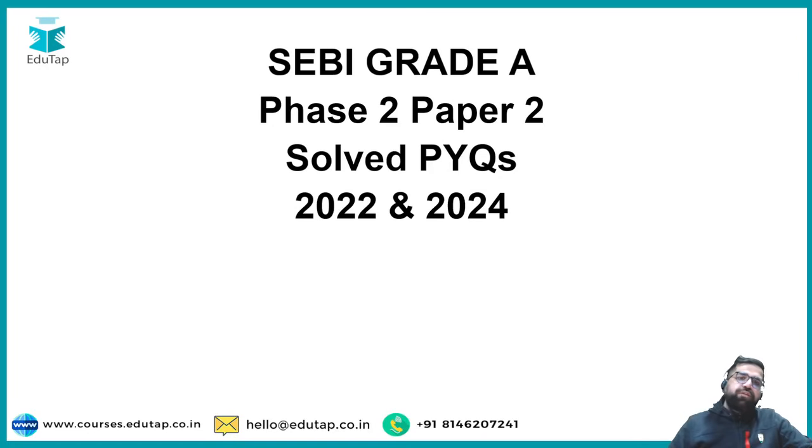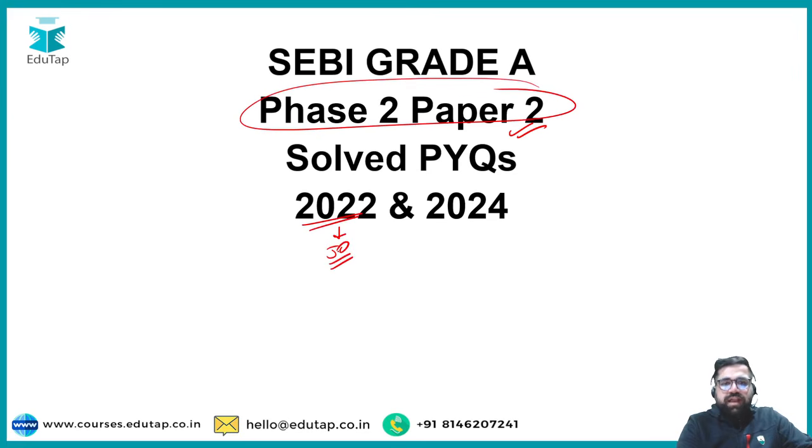In this particular video, we are going to solve multiple previous year questions of phase 2 of paper 2, and we are going to target 2 years, 2022 and 2024. Now, in SEBI Grade A Phase 2 paper 2 of the year 2022 there were 50 questions, and then the paper pattern changed. The updated paper pattern is that you will get 100 questions in phase 2 paper 2, which was seen in the year 2024 as well, and in the current year 2025 also we will be having 100 questions in phase 2 paper 2.